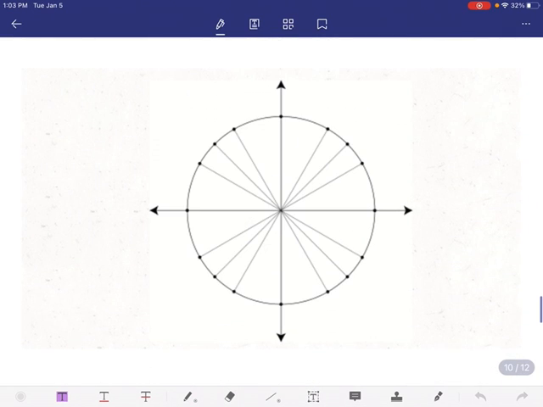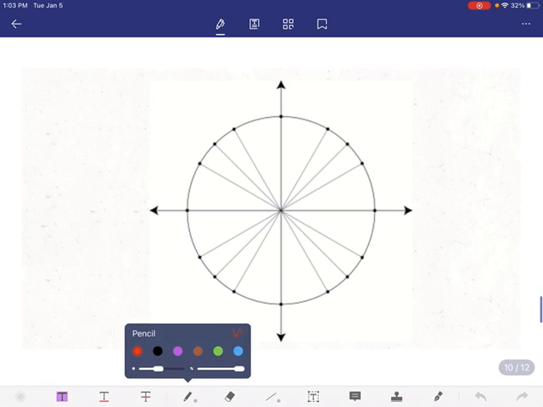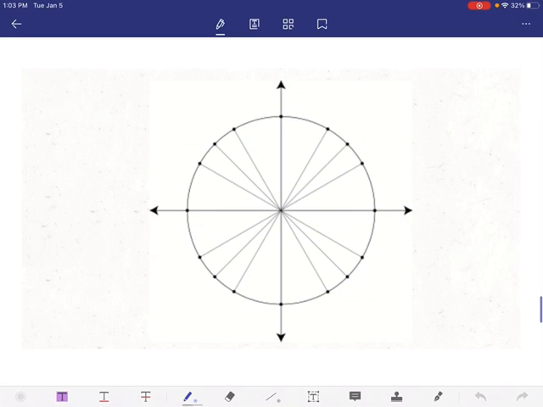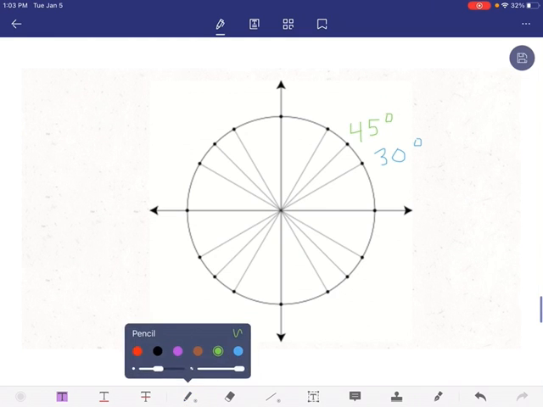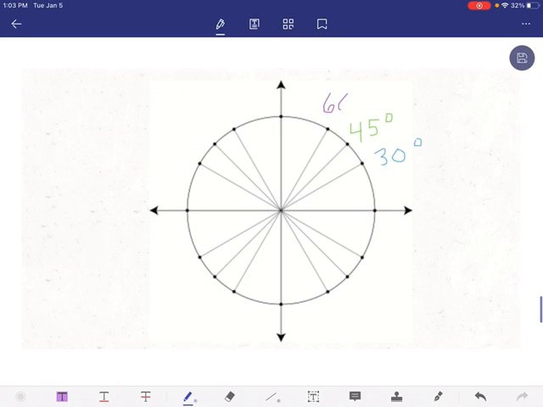Now, like I said, we also want to label the different intervals or the different multiples of these angles. So notice that we have a 30-degree angle, we have a 45-degree angle, and we have a 60-degree angle.